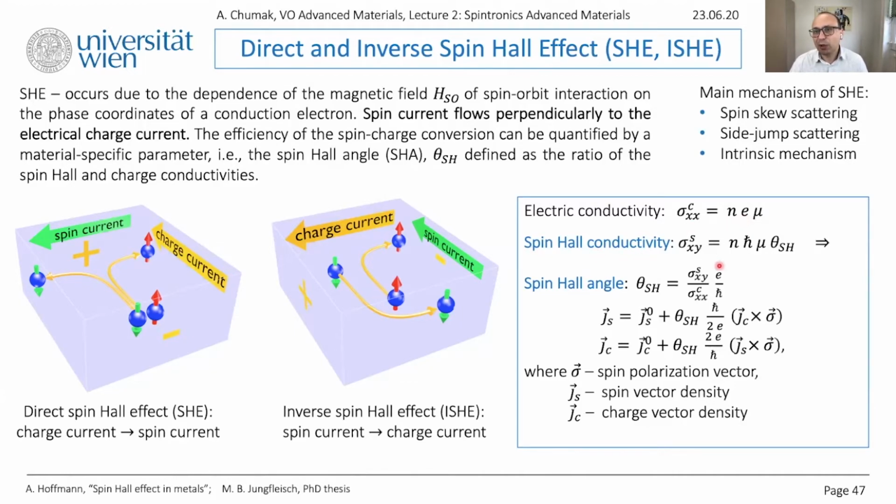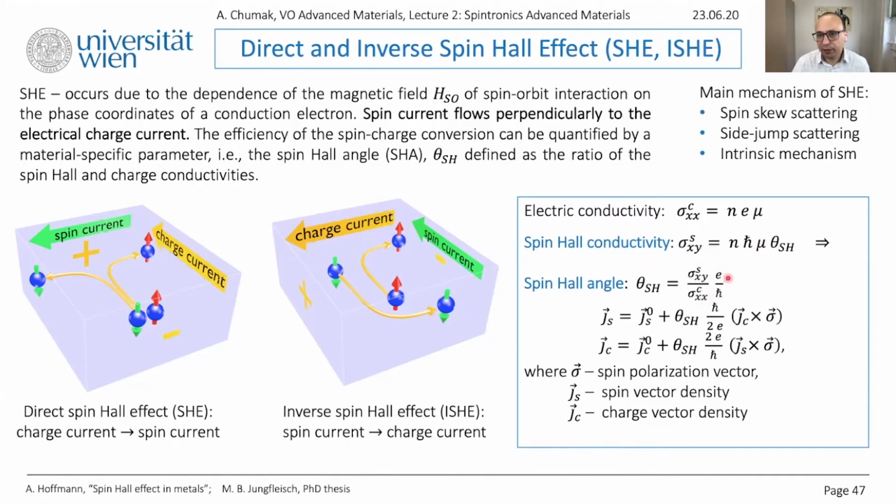Spin-Hall conductivity is about the spin of the electron, which is 1/2 or minus 1/2 of the Planck constant. Therefore, here we have no charge anymore, but instead we have the Planck constant. So a little remark: you can always understand whether this value is about charge or about spin current. And you can define the spin-Hall angle simply as the ratio of this spin-Hall conductivity to the electric conductivity.